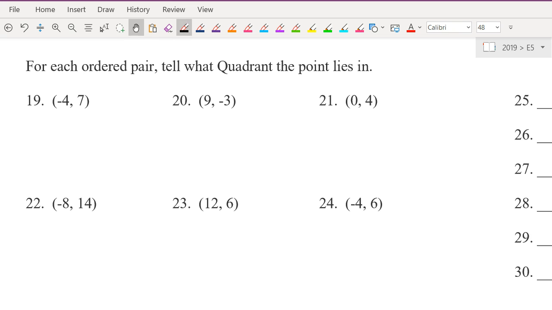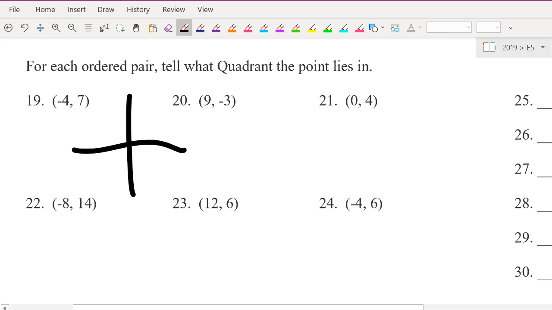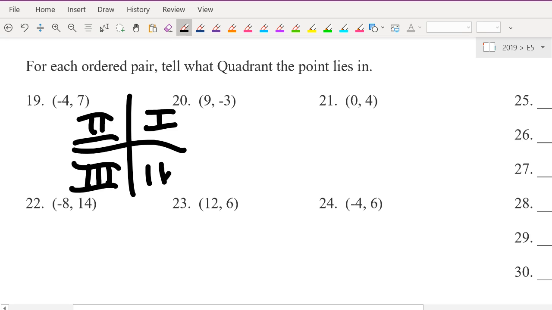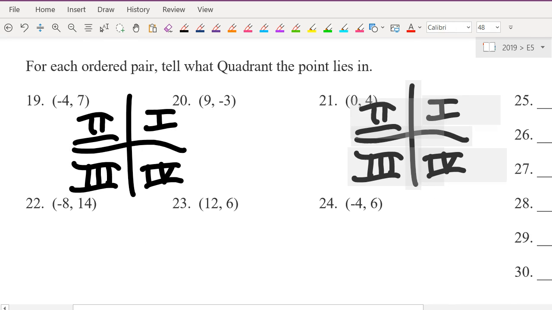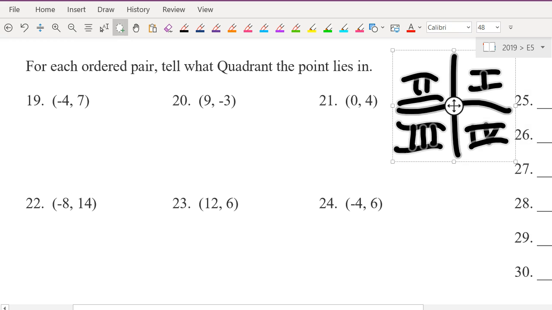Alright, negative 4, 7. What quadrant is that in? Well, you're going to go negative to the left and up 7. So what quadrant is that in? You're going left and up, so it's 2. It's quadrant 2. You probably want to write this on your page when you get your test. So I'm going to write quadrant 2.